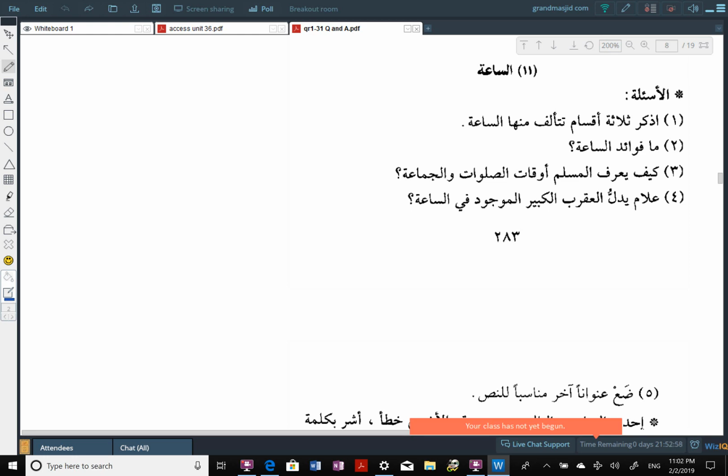So, al-as'ila, the questions, the plural of su'al. Udhkur thalathata aqsamin tata'allafa minha as-sa'a. Udhkur, mention, thalathata aqsam, three divisions, or here, three parts, tata'allaf minha as-sa'a, which the watch is made up of. Tata'allaf is from alif, lam, fa, but here this is form five, meaning to be composed of. Name three parts that a watch is made up of.